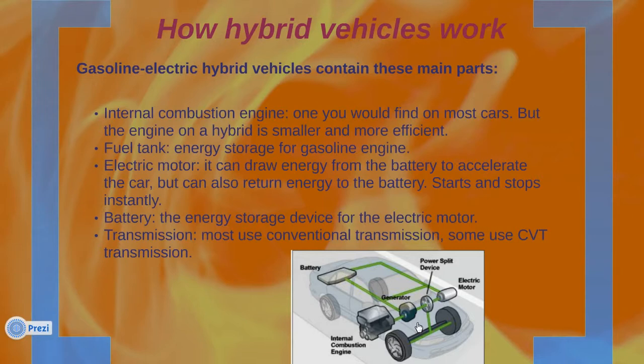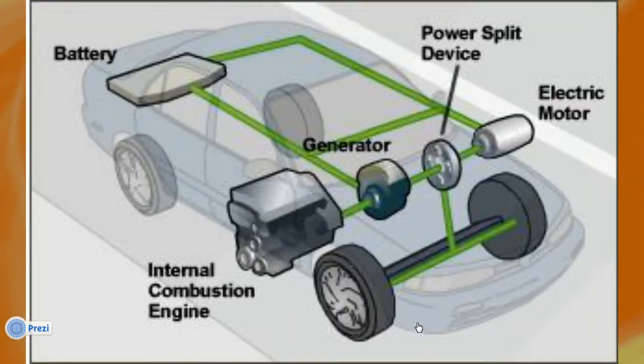And also the electric motor. It can draw energy from the battery to accelerate the car, but can also return energy to the battery. It starts and stops instantly. The battery, the energy source for the electric motor. And finally, transmission. Most use conventional transmission, some use CVT transmission. And here's a diagram of a hybrid car. You can see the battery, the power split device, electric motor, the generator, and the internal combustion engine.